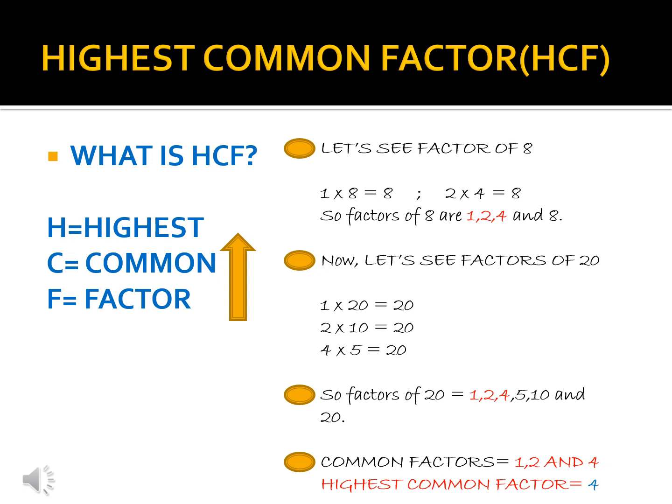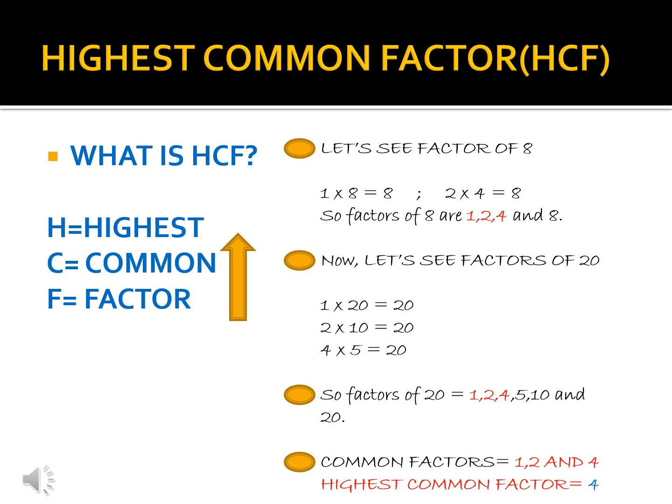So when we have two numbers and we have to find the HCF of those two numbers, what we do is, first of all, we look at the factors of those two numbers. Then we find the common factors out of that. And then we select the highest factor among the common ones. So this is how we find the HCF of numbers.